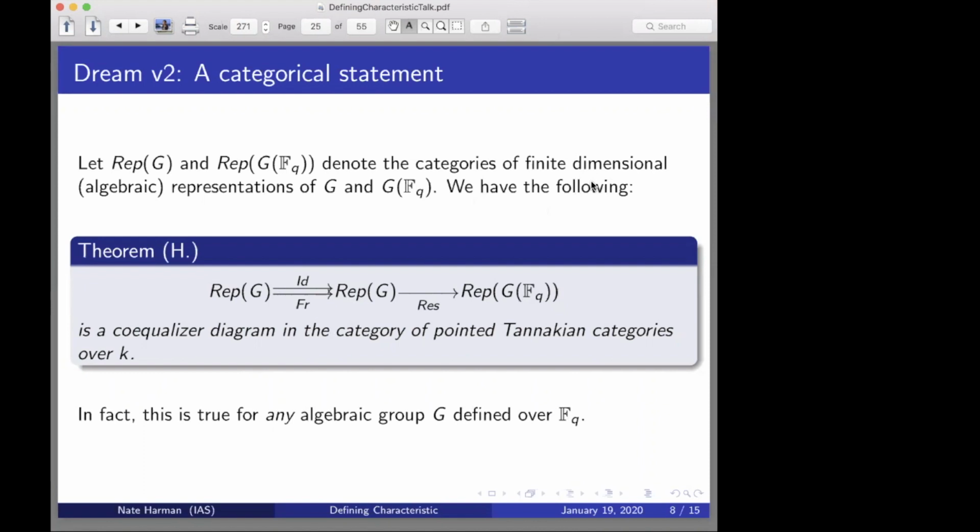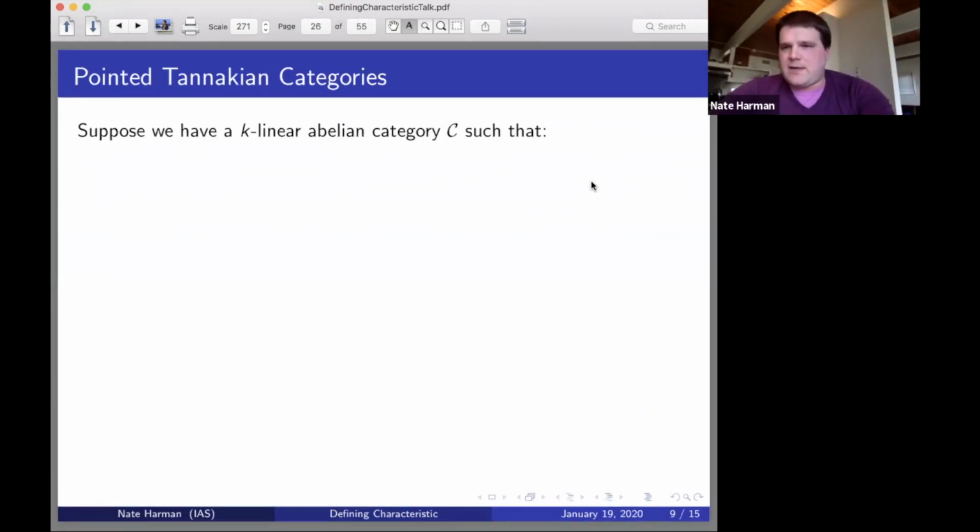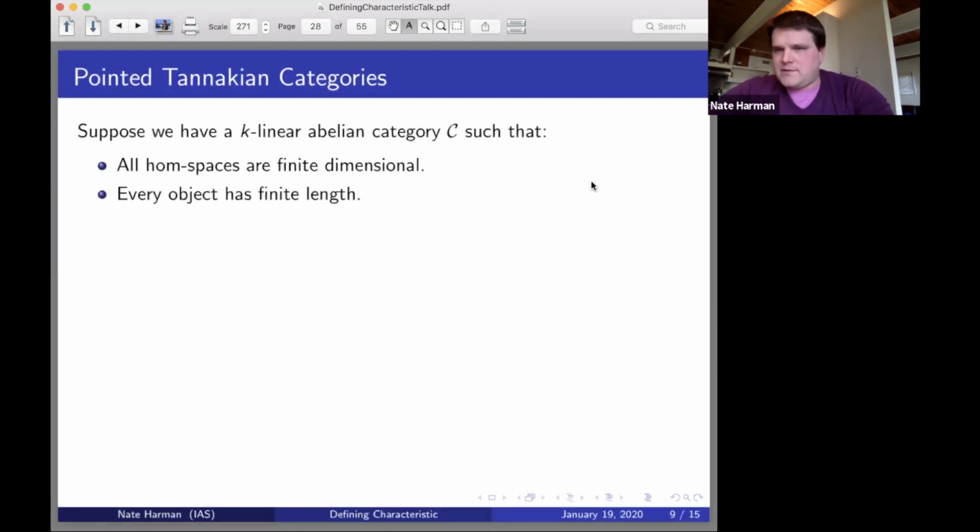So let's do that. Okay, so I'm going to have a k-linear abelian category C, and it has to satisfy a bunch of stuff. So already it's k-linear and abelian. All of the spaces of morphisms have to be finite dimensional. So yeah, it's finite dimensional k-linear. Every object is finite length. That's a finite length Jordan-Holder series.